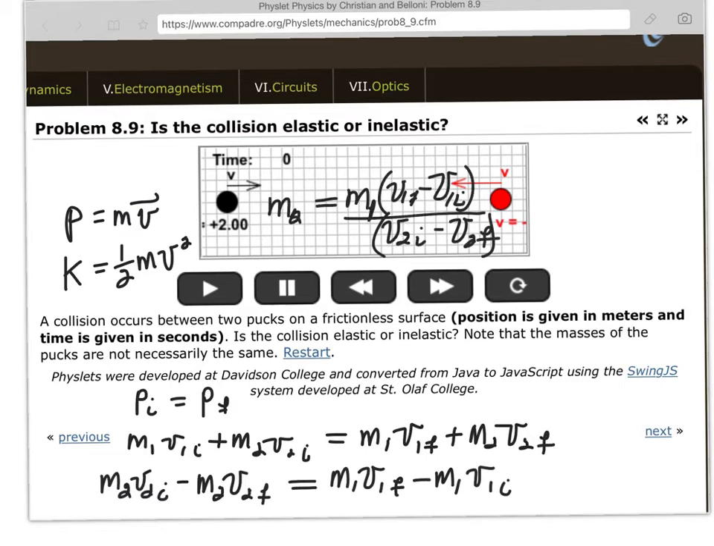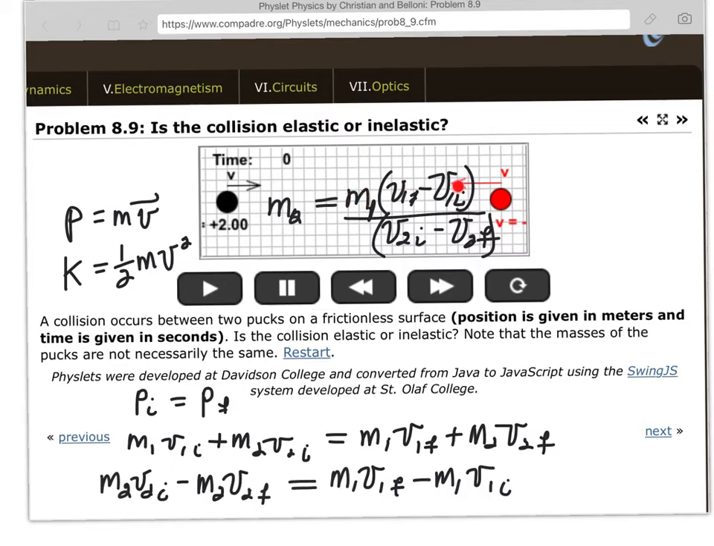See what you get. So I wrote it up here. Hopefully I didn't make a mistake in algebra. I factored out the V2 initial minus V2 final. Put it in parentheses, and then I had to divide by that on both sides, and factor out from the M1 the V1 final minus V1 initial. That's in brackets. And so there's the whole solution.